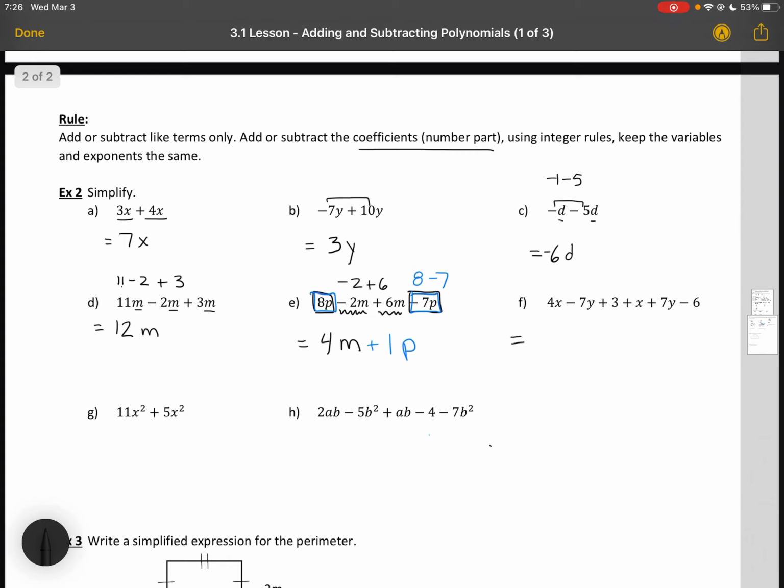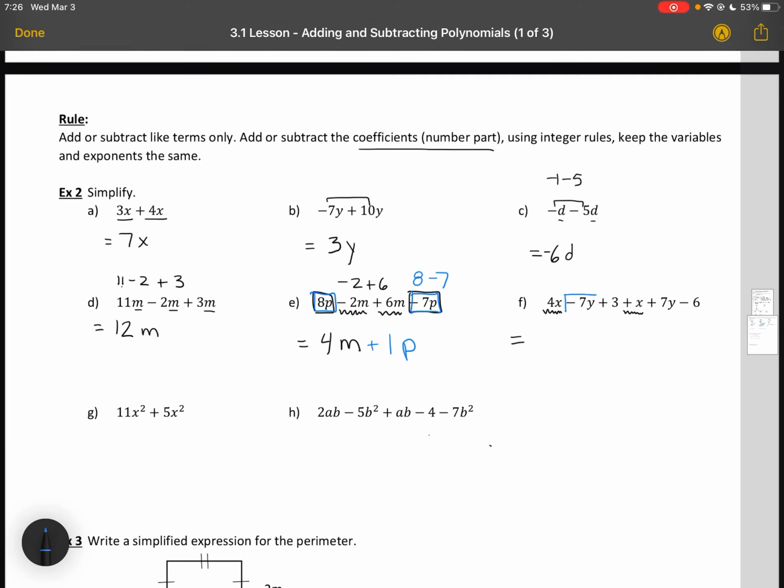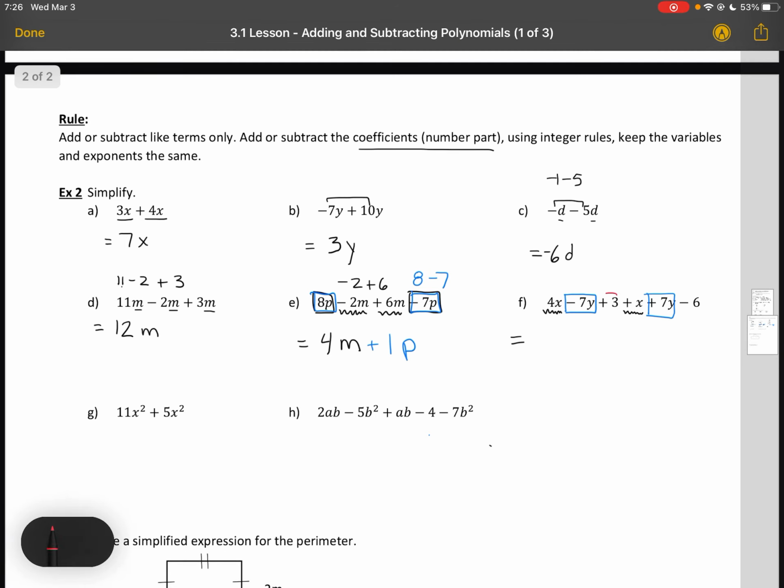In example F, I have lots of things here to put together. So I'm going to start off by underlining my x's, including the sign in front, because that tells me how I'm going to combine the coefficients. I'm going to put a box around my y's. And then I'm going to put a circle around my numbers.